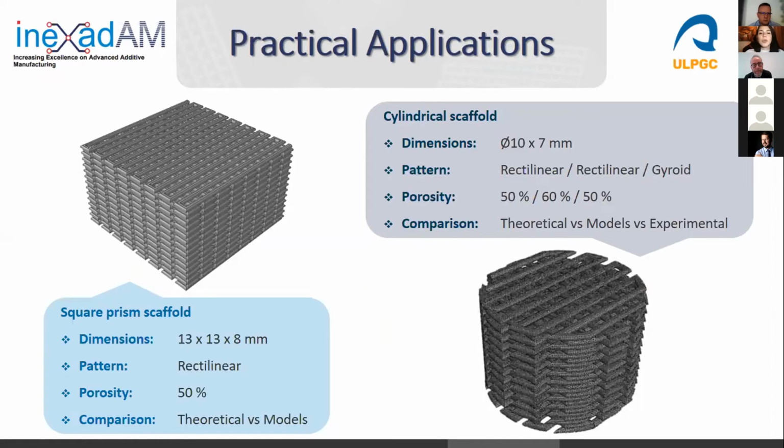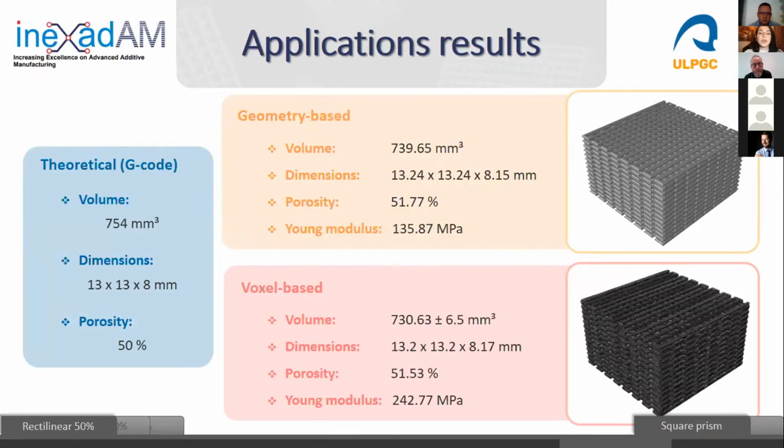In order to assess the limitations and advantages of these two methodologies in scaffold applications, we defined two different configurations. The first one is a square prism scaffold with a rectilinear pattern and 50% porosity, and the second one was a cylindrical scaffold with different patterns and different porosity. In the first application, we have these results. We have the results of the geometry-based model and the voxel-based model. We compare these results with the theoretical extracted from the G-code in terms of volume, dimensions, and porosity.